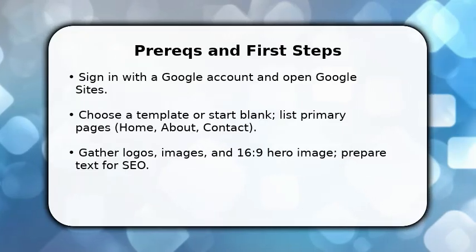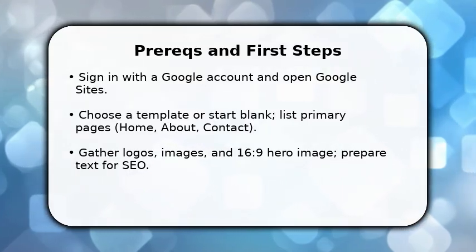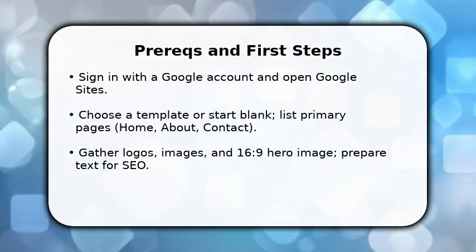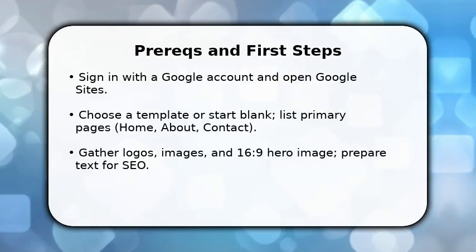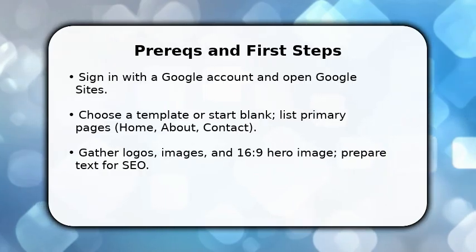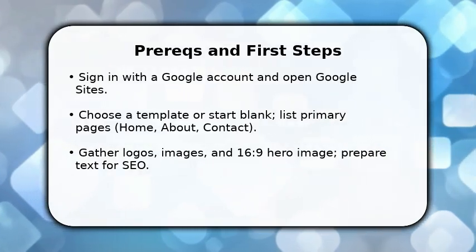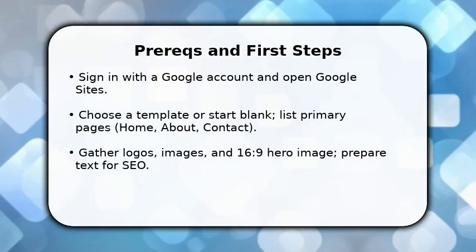You already have an account, so start by opening Google Sites and picking a template or a blank canvas. Create your top-level pages now, Home, About, Contact, and name them clearly. Upload brand assets like logos and a 16:9 hero image, plus concise page text for SEO. This saves time when laying out sections.